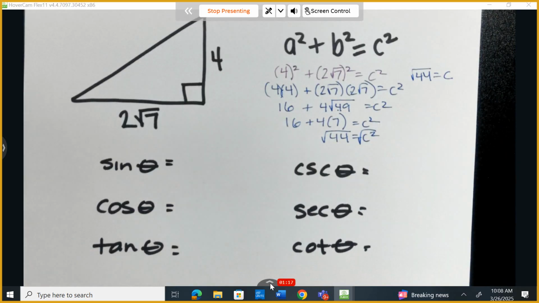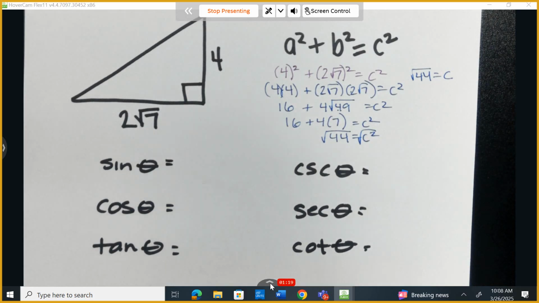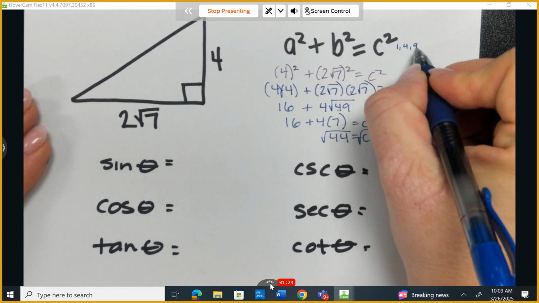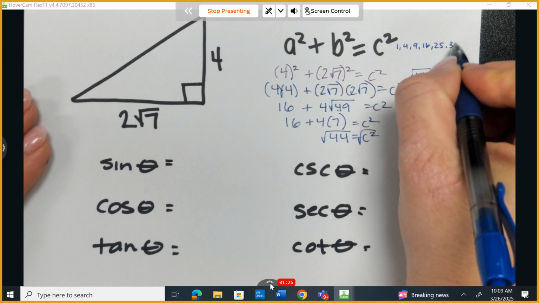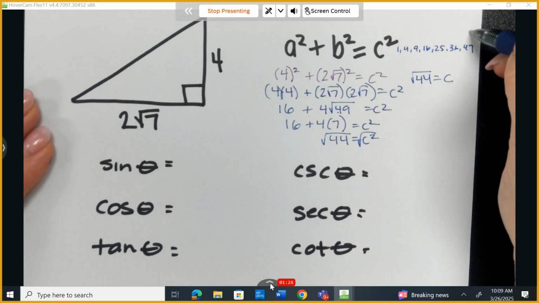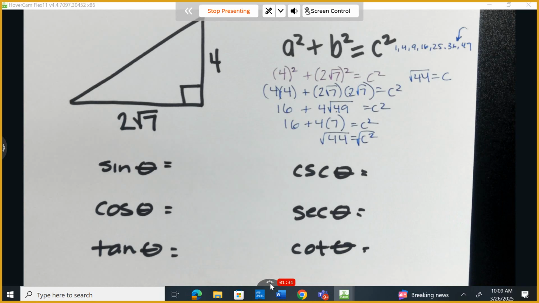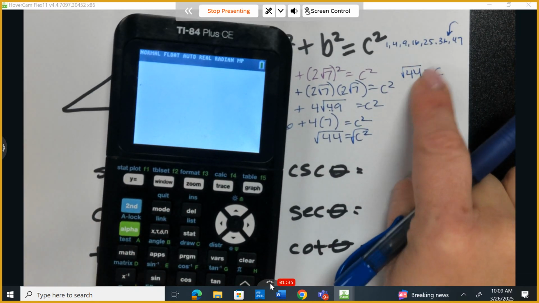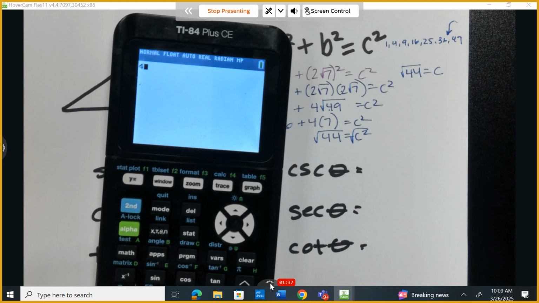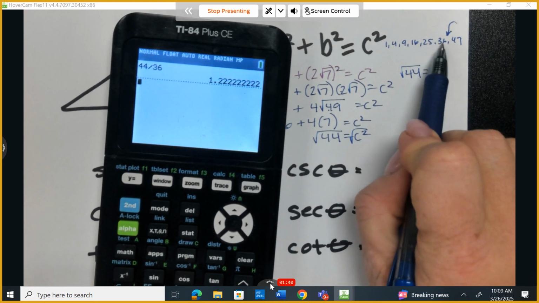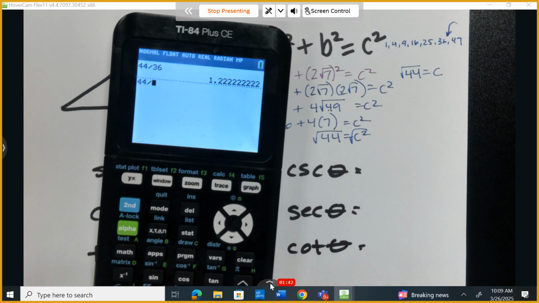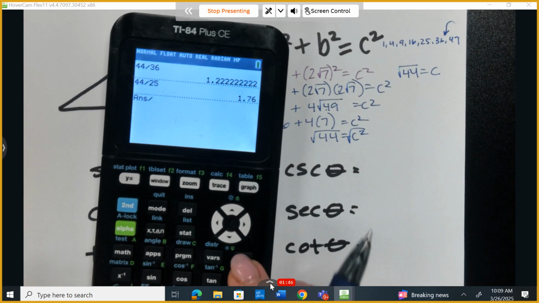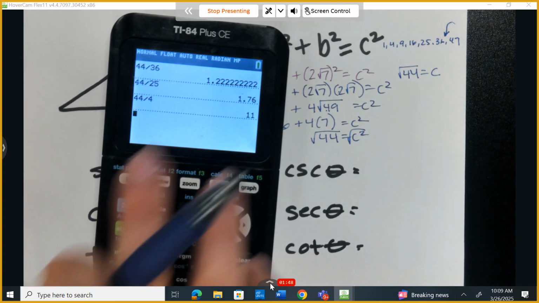Now I do need to ask myself, can I simplify 44? Well, how would you know that? Well, you've got to go back to those perfect squares. 1, 4, 9, 16, 25, 36, 49. Here's where 44 lands. And so I'm going to grab a calculator and I want to know, do any of these nicely divide into 44? And if so, what's the largest one? So I take 44 and divide it by 36, which is 6 squared. That doesn't work. 44 divided by 25, and I go all the way down. The first one that works is 4. So 44 divided by 4 does simplify this.